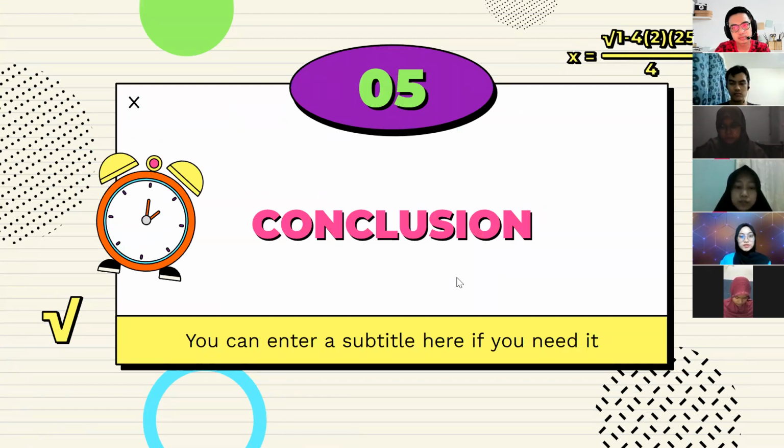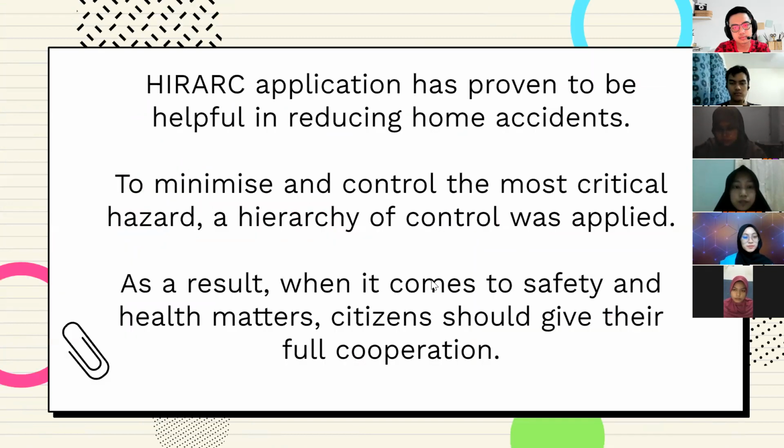Okay, so now I will talk about the conclusion. The next slide. So the Hirarc application has proven to be helpful in reducing home accidents. To minimize and control the most critical hazards, a hierarchy of control was applied. And last, as a result, when it comes to safety and health matters, citizens should give their full cooperation. So that's all from our group. Thank you.